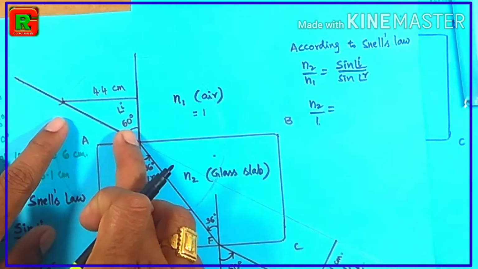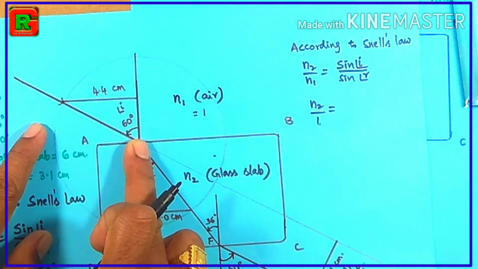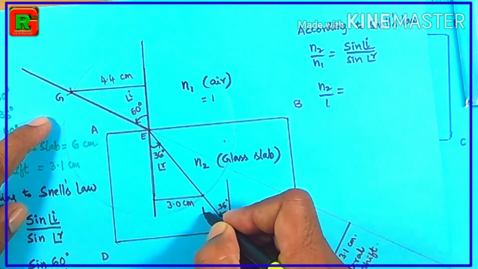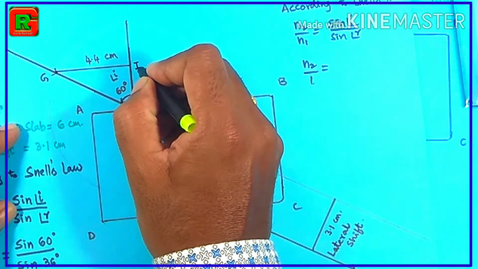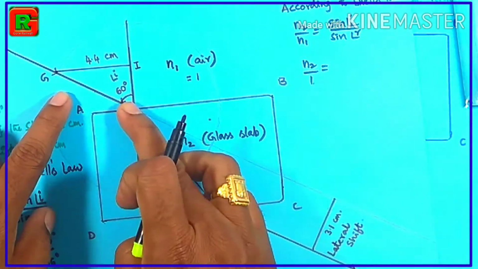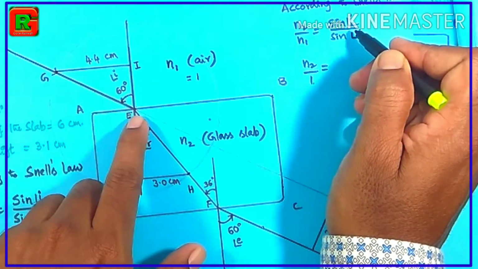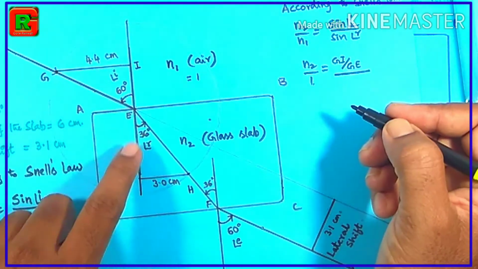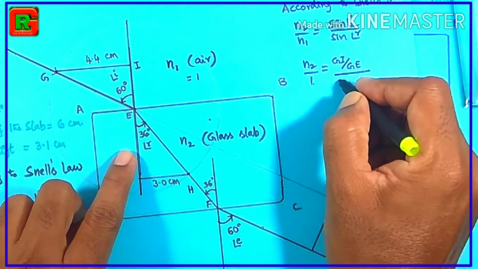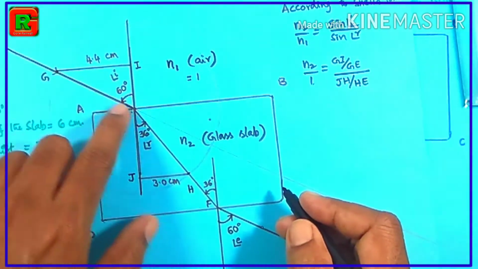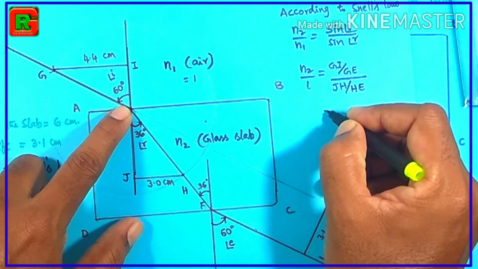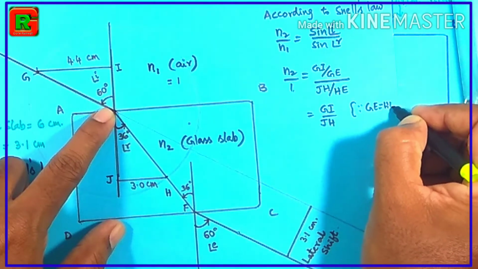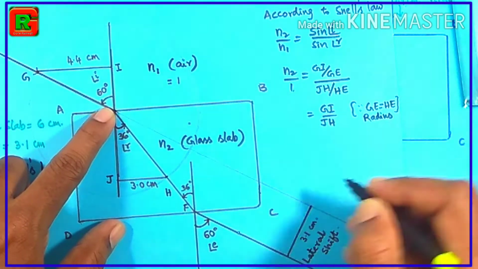sin I. Sin I is equal to opposite side by hypotenuse. Let us name the points G, H, I and J. Then sin I is equal to opposite side by hypotenuse. So that is GI by GE. Again sin R is equal to opposite side by hypotenuse. That is JH by HE. Here GE and HE are equal. So that is equal to GI by JH, since GE is equal to HE, both are radii of the circle.